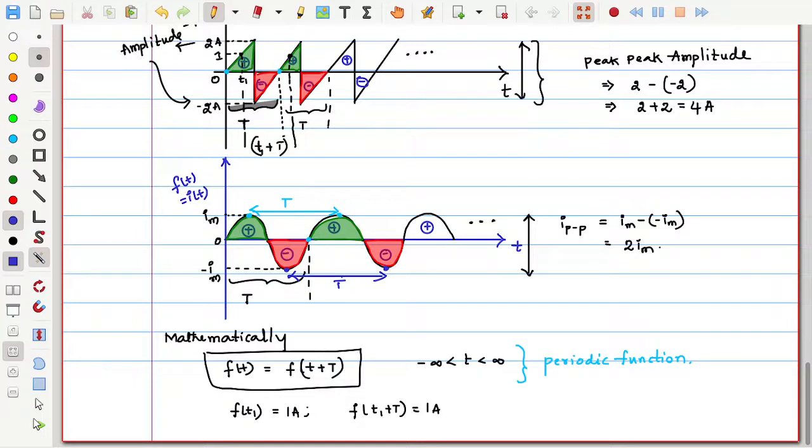Clear? You can consider 0 to 0, which is the time period we described previously. You can consider positive peak to negative peak. You can also consider positive peak to positive peak. You can also consider negative peak to negative peak. All these represent the time period. That means after this much time interval, the waveform values match the previous cycle values. That is mathematically f of t is equal to f of t plus capital T.